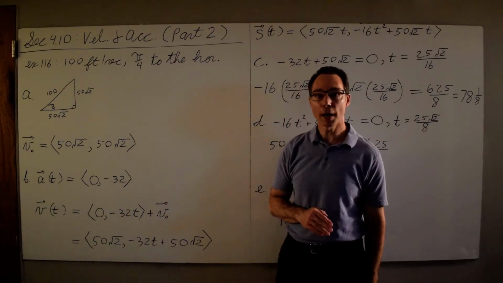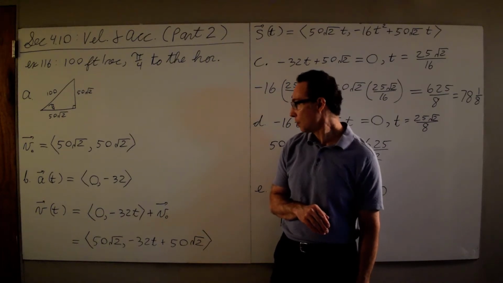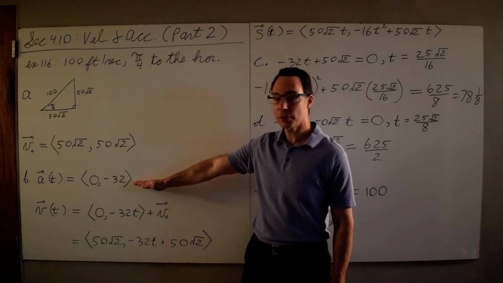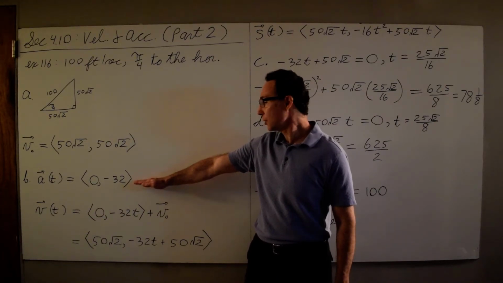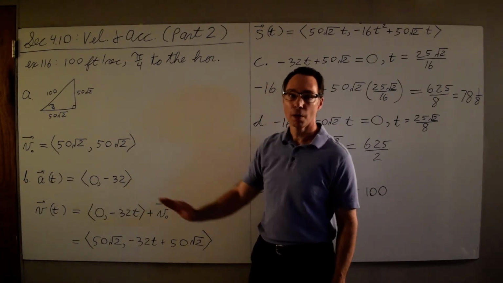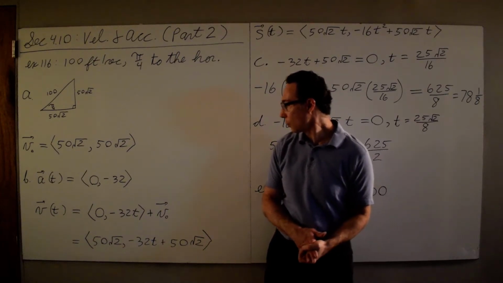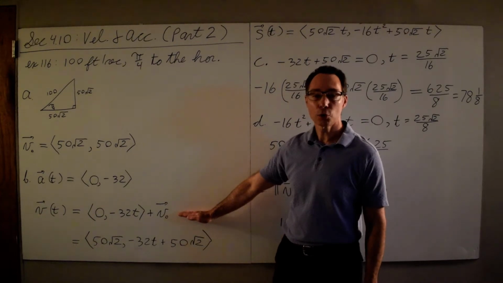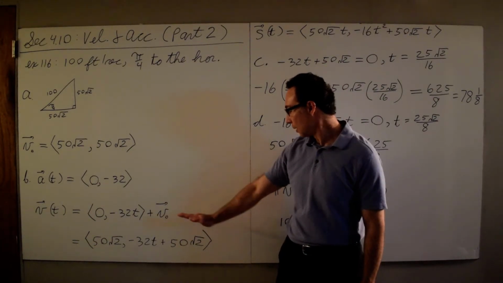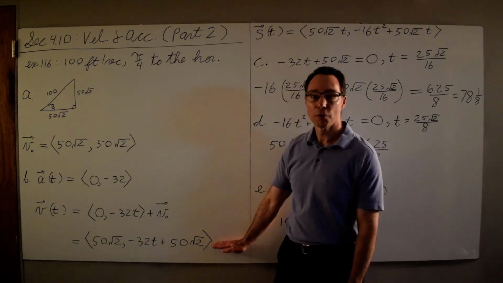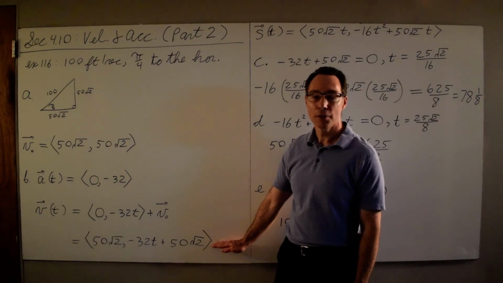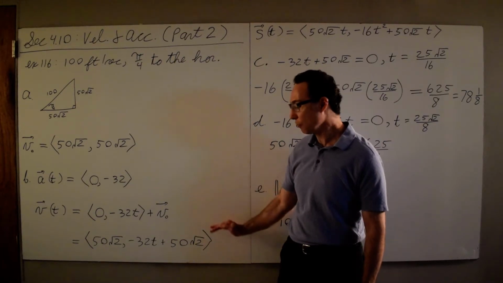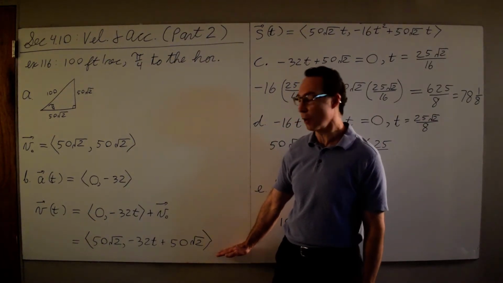For part B, we're asked to find the acceleration vector. So we start with the initial acceleration. Remember, the only force acting on this is gravity, so this is our acceleration vector. So we find an antiderivative of this vector and add the initial velocity vector. And that gives us our velocity at time t. This is very similar to the things we did in Calculus 1, except we're working with vectors instead of simply position functions.